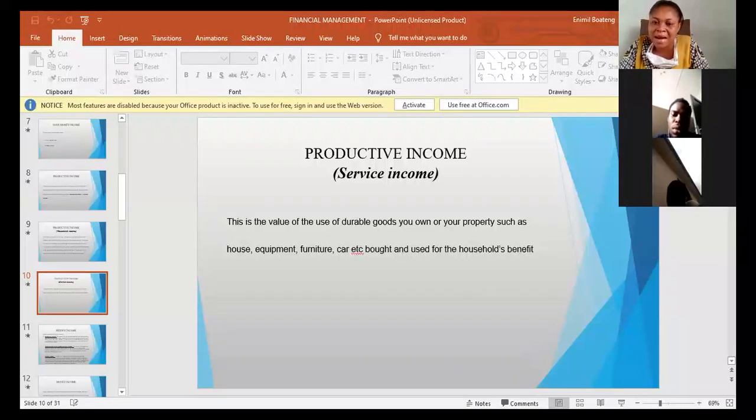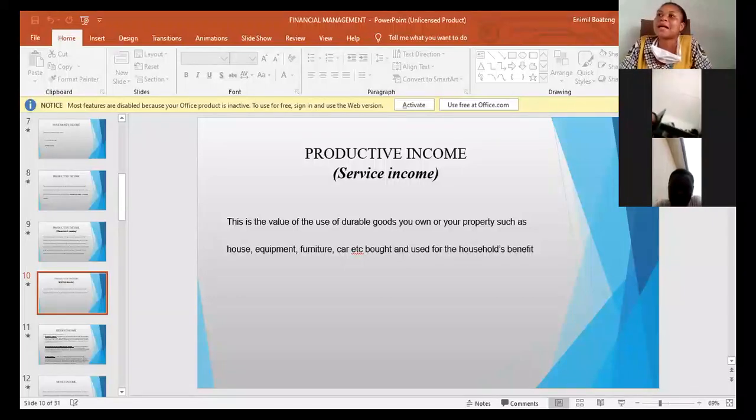We are still on non-money income, and we said that one category of non-money income is productive income. Under the productive income, we have the household productive income. That refers to things that you use your talent, your knowledge, your skills to do. And we gave an example that if you can prepare your own meals, you are not going to hire somebody to cook for you so that you pay the person. That becomes a household productive income.